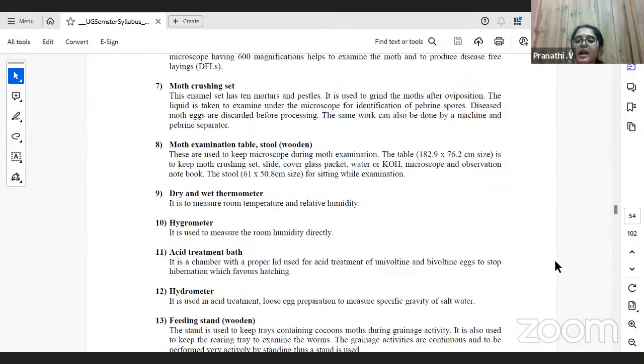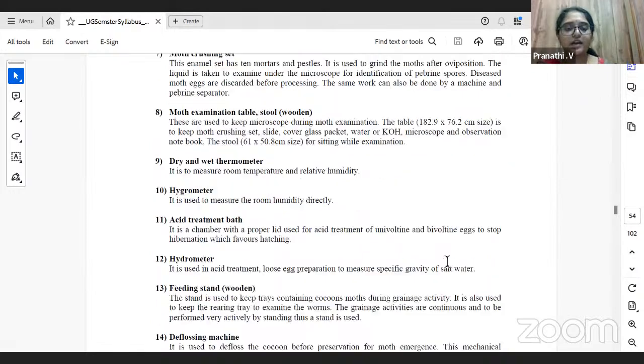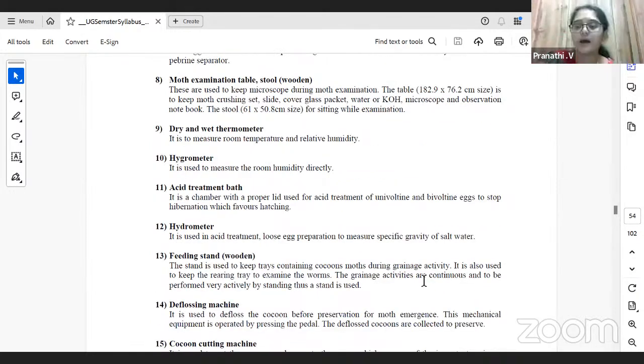And then you need a dry and a wet thermometer. That is for measuring the room temperature and your relative humidity, how much moisture is there in that particular room. A hygrometer again is an instrument that measures the relative room humidity. And then you need an acid treatment bath, which is used to loosen the egg preparation so that you can measure the specific gravity of the salt.